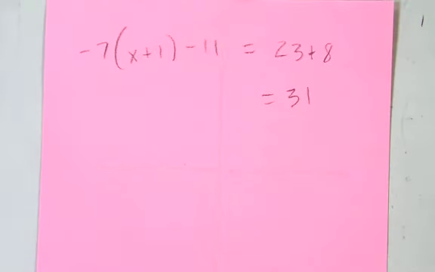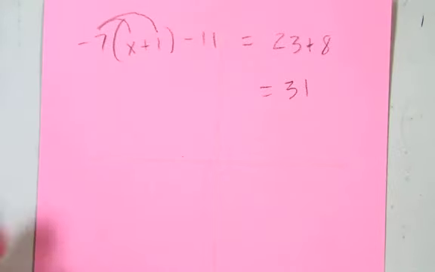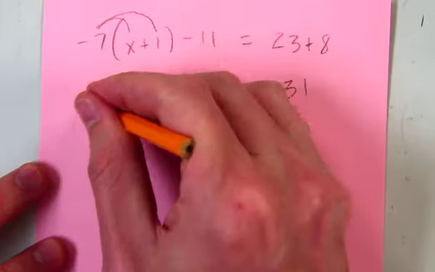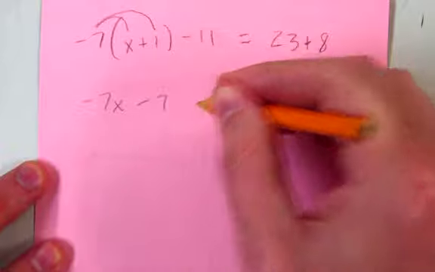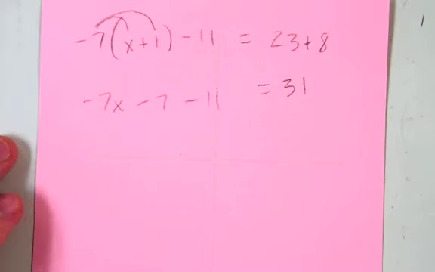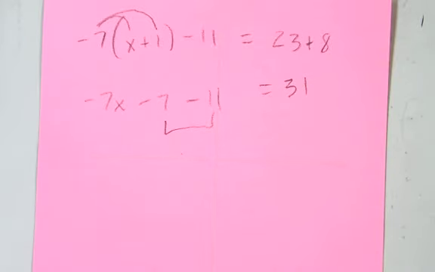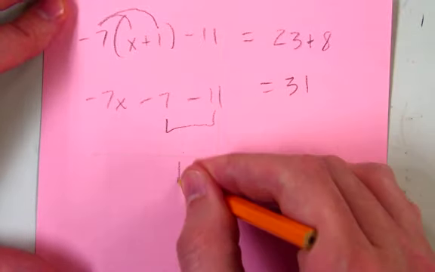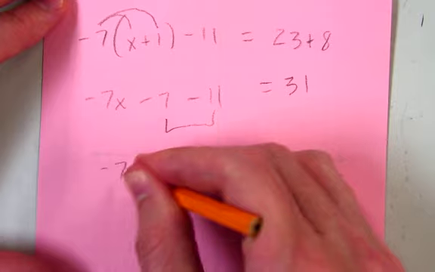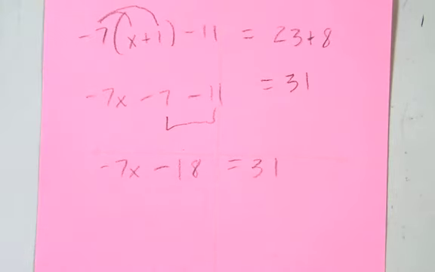On the left, a little more to do to clean this up. We can distribute across our parentheses there. So negative 7 times x is negative 7x. Negative 7 times positive 1 is negative 7. We'll bring that negative 11 on down, and then there's still some more cleanup to do because these terms we've got over here on the left, the negative 7 and the negative 11, are like, so we can add those together. Signs are the same. They're both negative numbers, so 7 and 11 is 18. And we bring that negative sign on down.